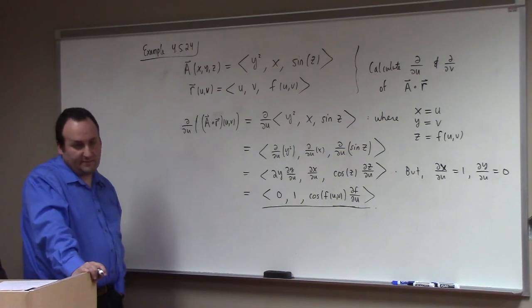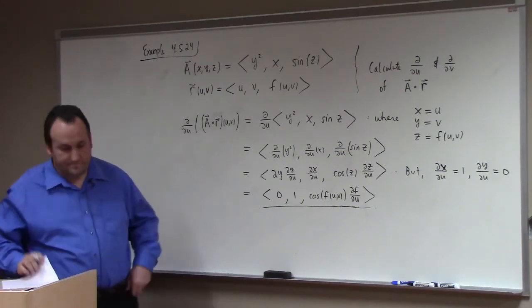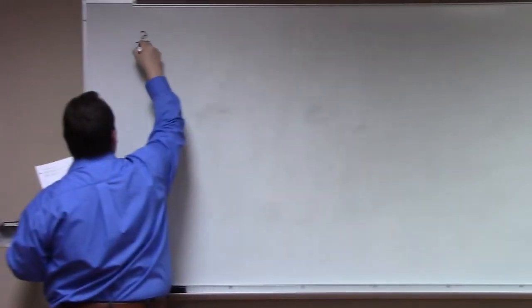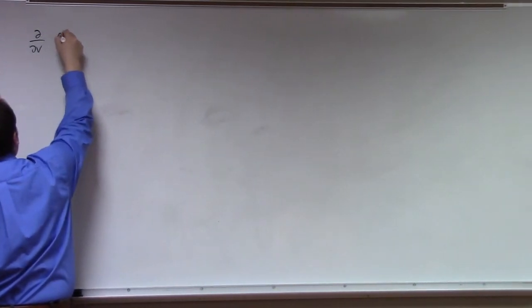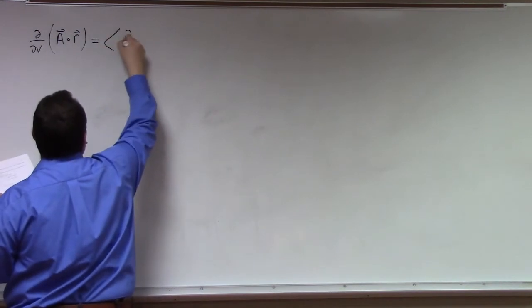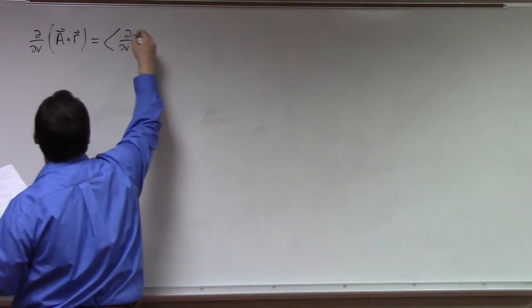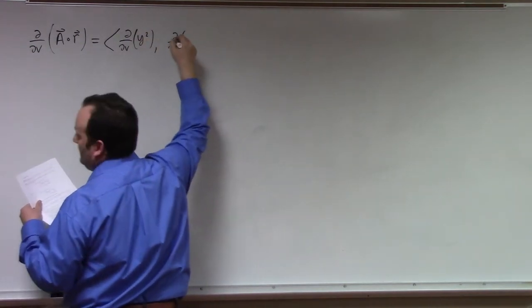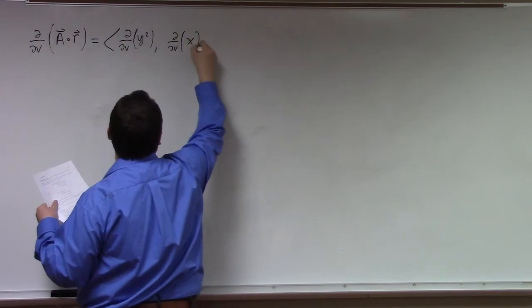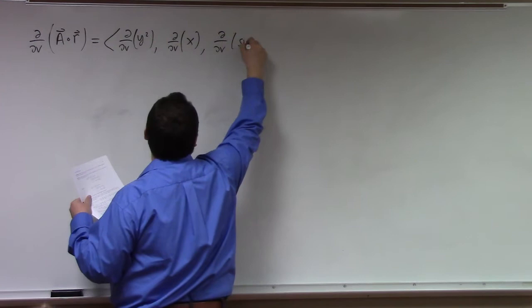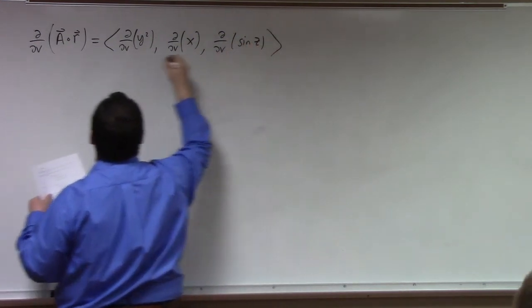Now, the second half of this example in the notes is currently incorrect, so I'll go through that. Second half of the example: partial v of A composed with r. So that's going to be partial v of the first component of A, which was y squared, partial v of the second component, which was x, and the third component of A was sine z. So essentially the same calculation.